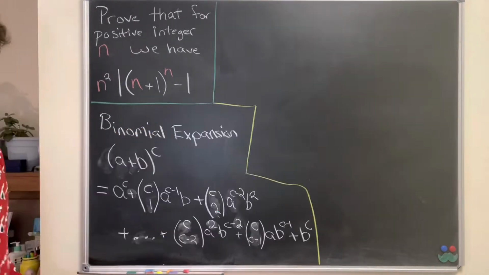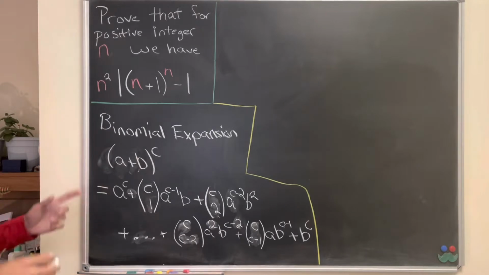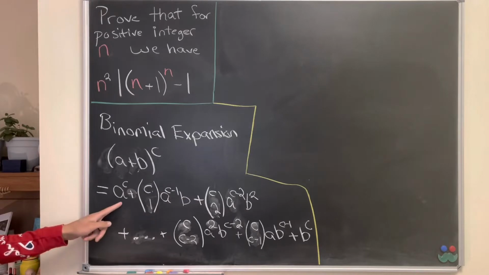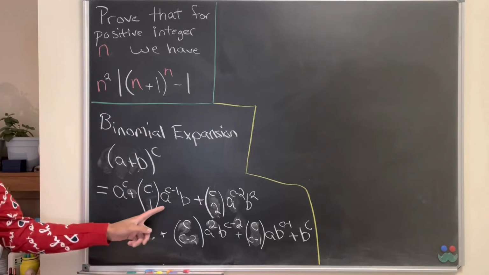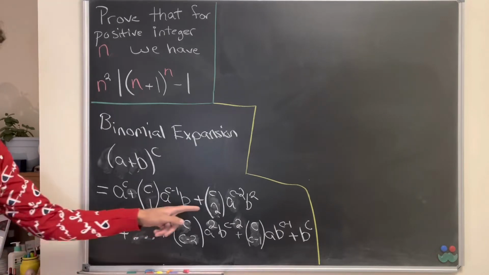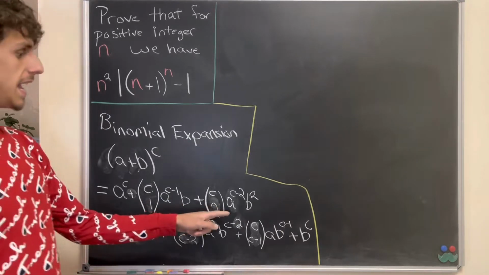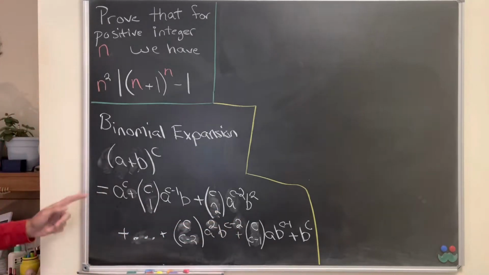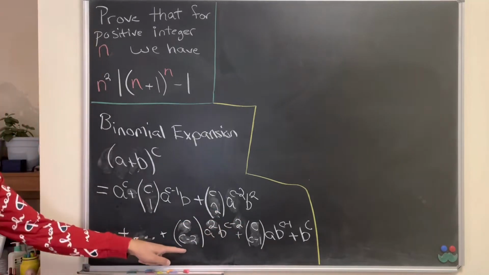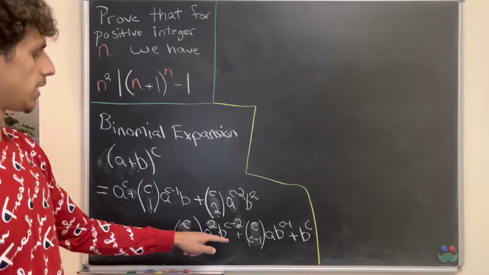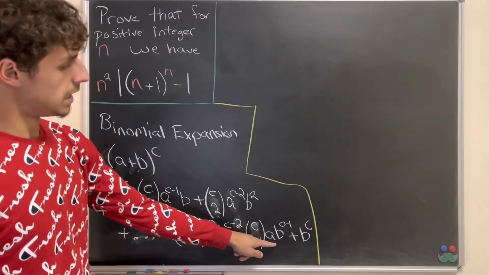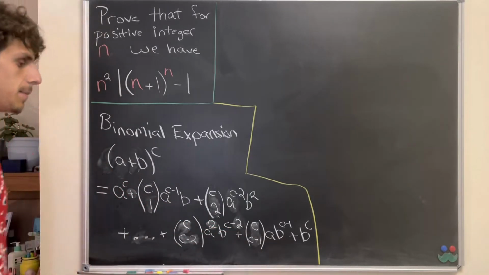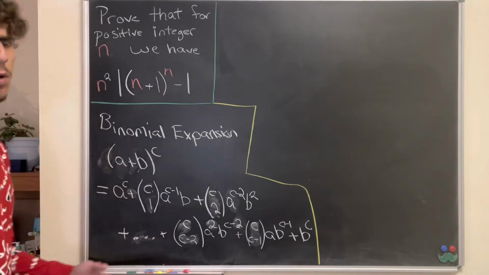So here I have the binomial expansion definition written out. Suppose we have (a plus b) to the c power. Then a to the c is our first term. Our second term is c choose 1 times a to the c minus 1 times b, plus c choose 2 times a to the c minus 2 times b squared, plus all the way up to c choose c minus 2 times a squared times b to the c minus 2, plus c choose c minus 1 times a times b to the c minus 1, plus b to the c. Let's go ahead and look at that in action really quick.